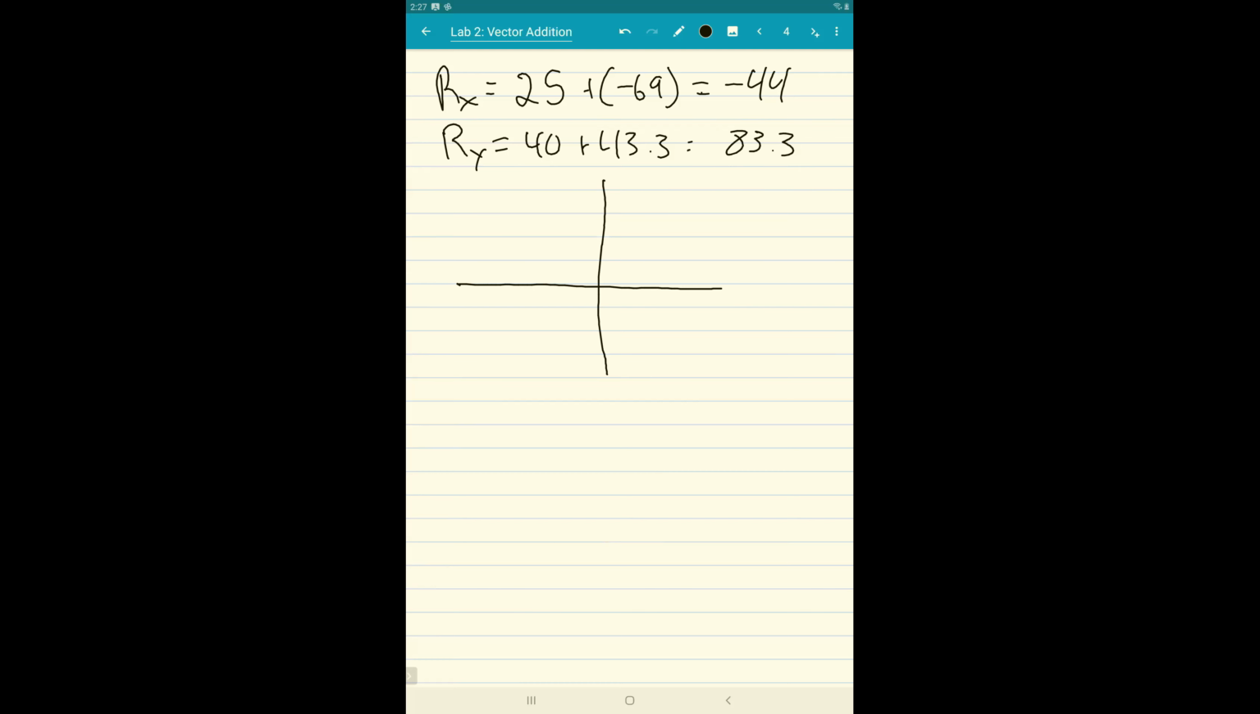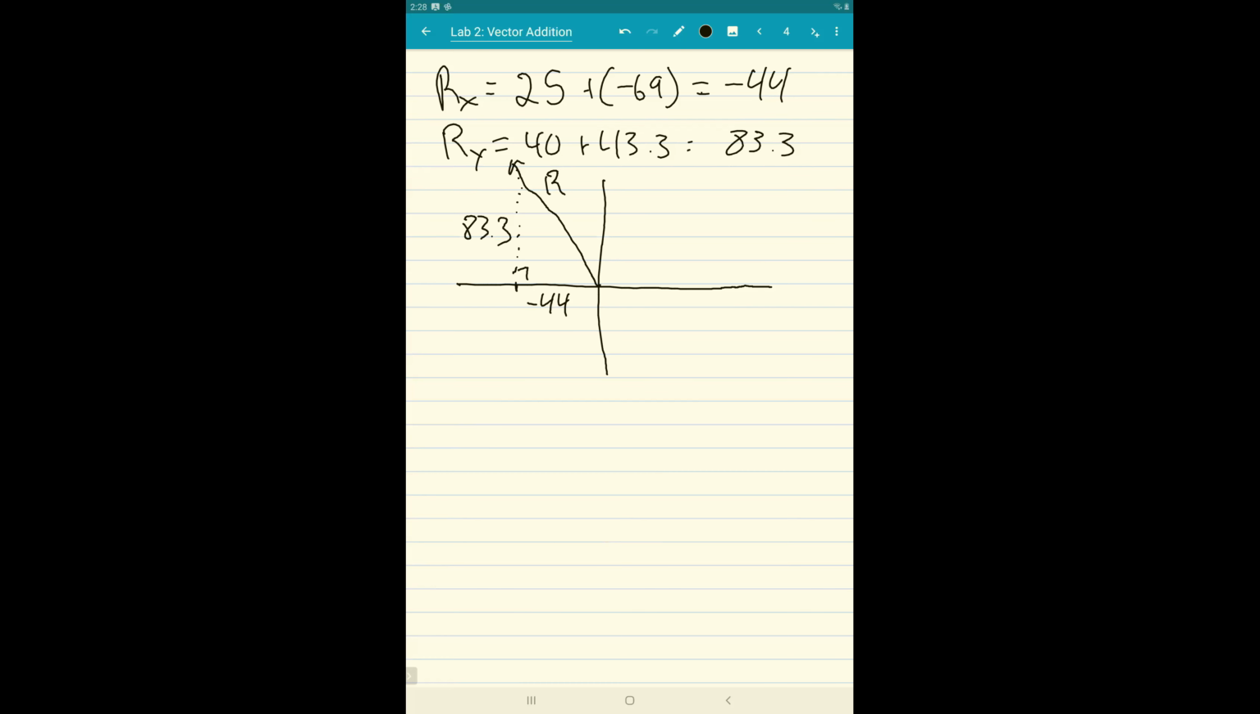We have a positive 83 on the y-axis and a negative 44 on the x-axis. So let's say 44 is there, and the scale is going to be all goofy. Whatever. Let's just assume it's something like this. I'm not really drawing to scale too well, but you get the idea. This thing has x and y components, which I just found. That is the negative 44 and the 83.3.